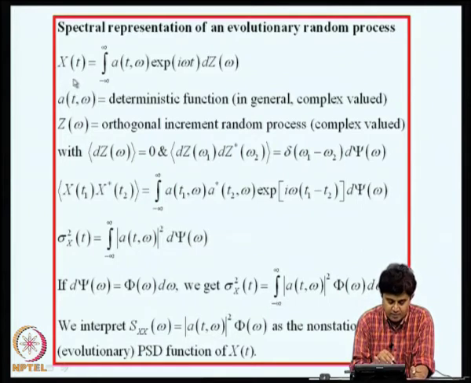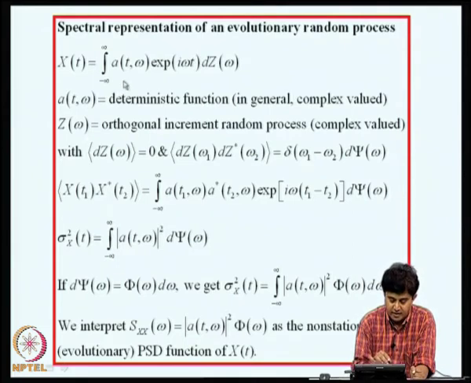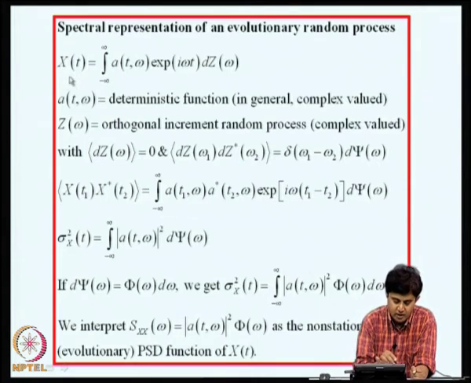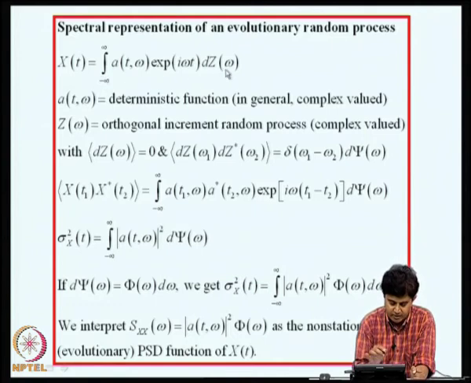So, let us consider a random process x(t) and consider its representation as integral A(t, omega) exponential i omega t dZ(omega), where A(t, omega) is a deterministic function. In general, it could be complex valued. This Z(omega) is an orthogonal increment random process which is complex valued, with expectation of dZ(omega) is 0 and expectation of dZ(omega 1) into dZ conjugate (omega 2) is a Dirac delta function multiplied by a function d psi(omega). So, with this in mind, if we now consider expected value of x(t), it would be 0 because expected value of dZ(omega) is 0.